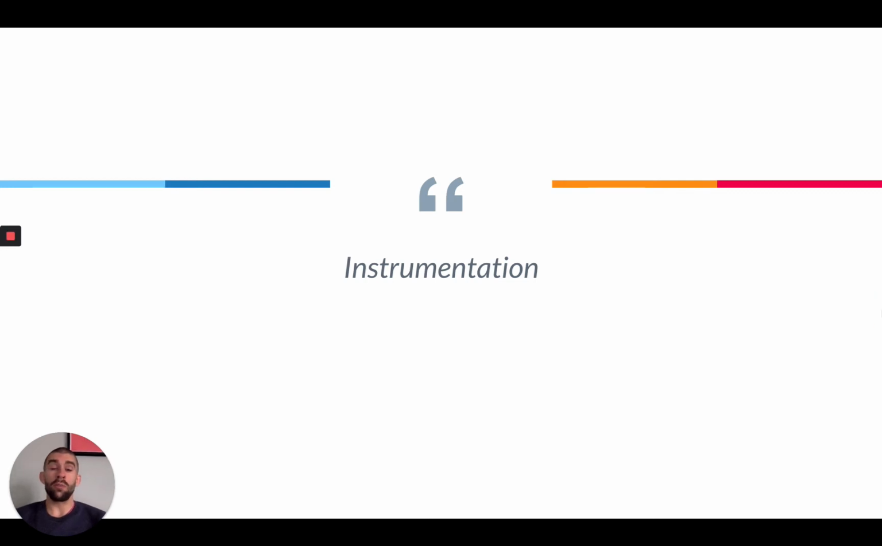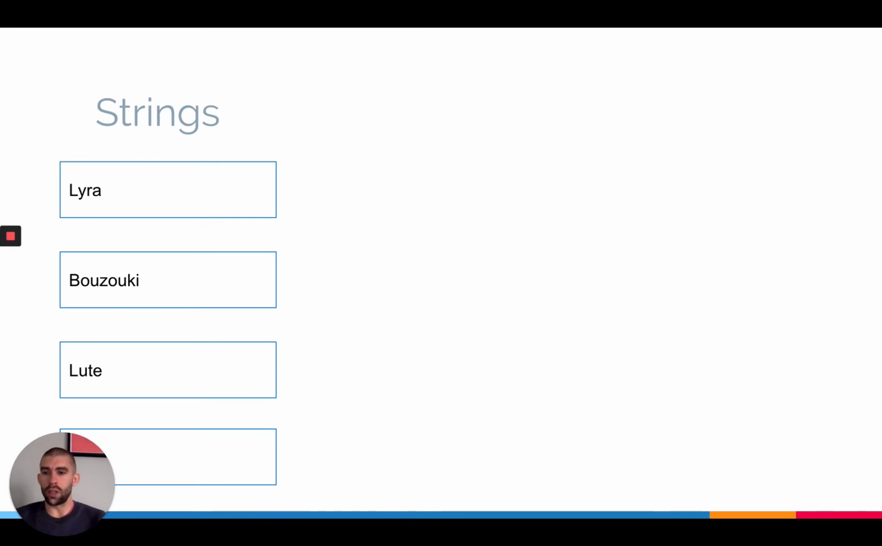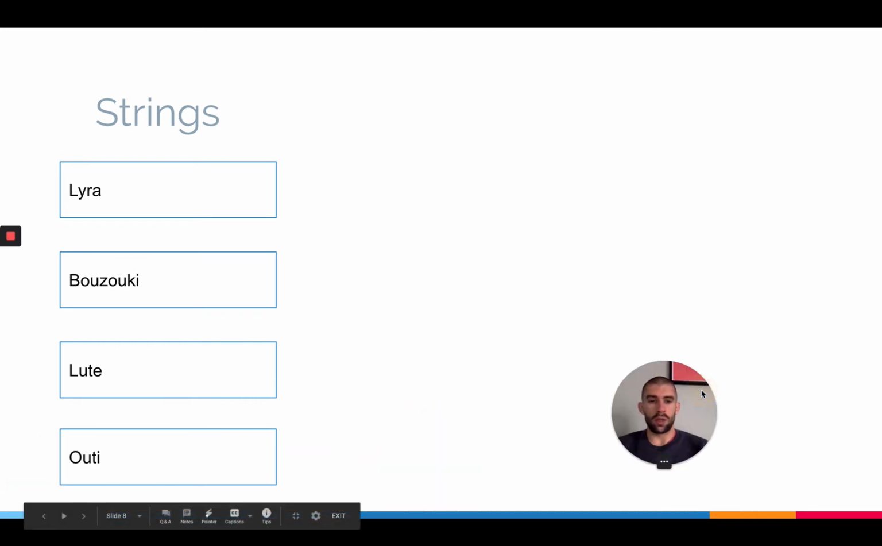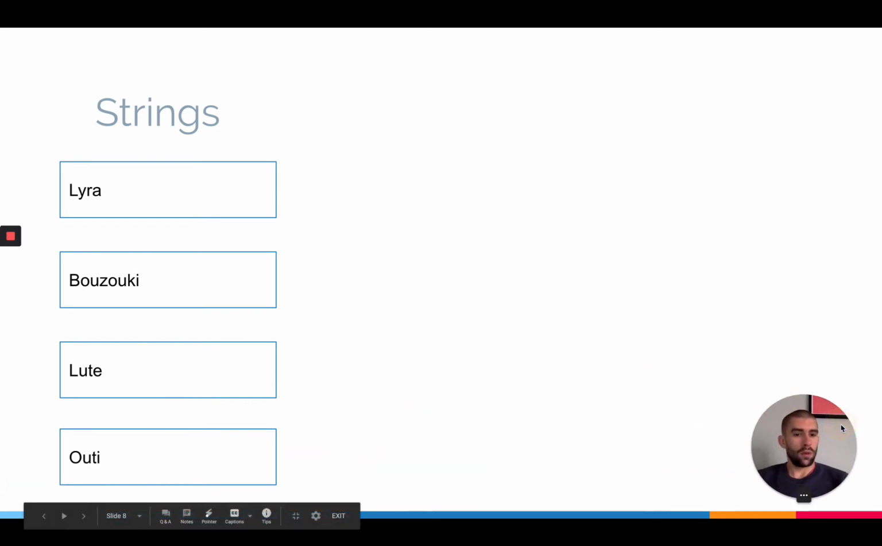Okay, right, Greek instrumentation then. So we're going to split this into three categories. We're going to start with string instruments, go to wind instruments, and finally end on percussion instruments. Okay, I'm just going to move my camera out of the way there.